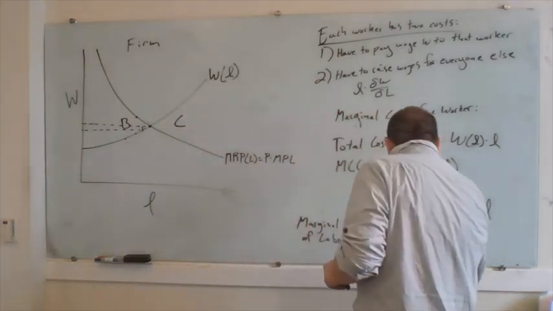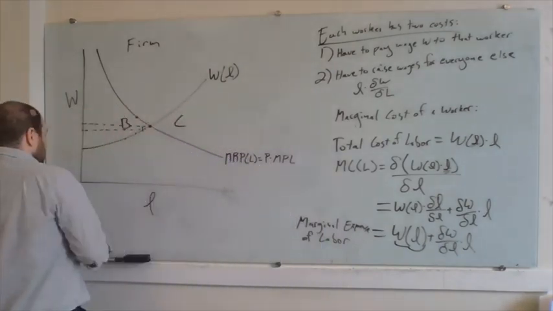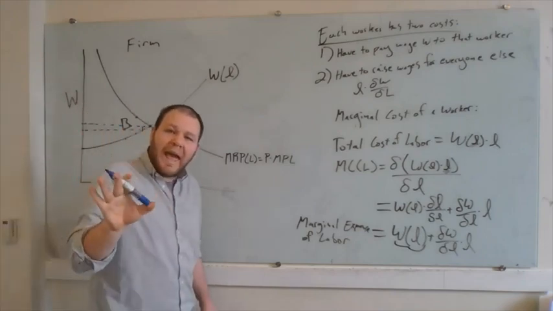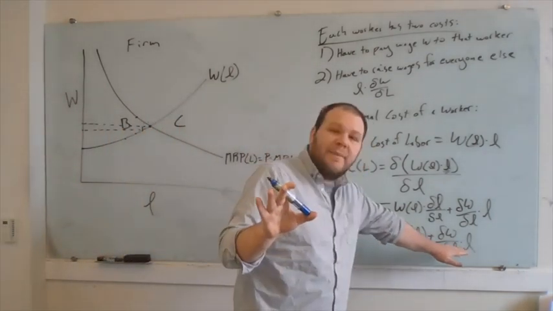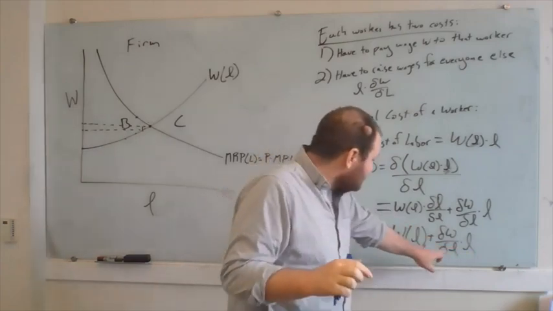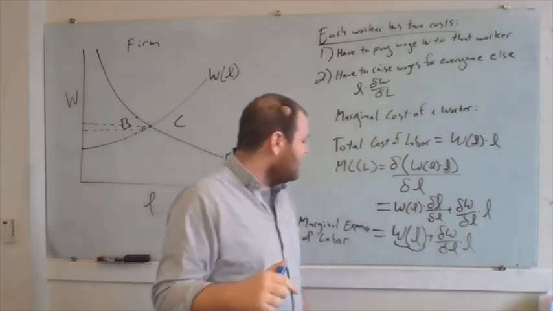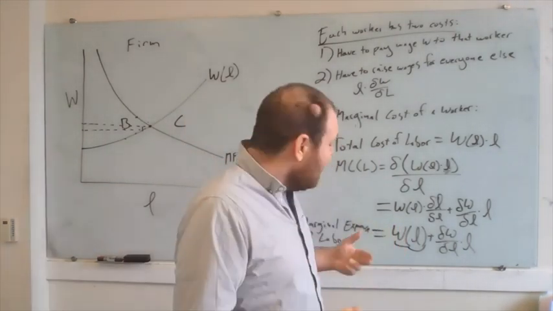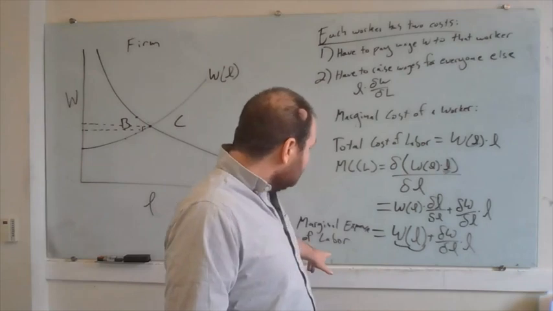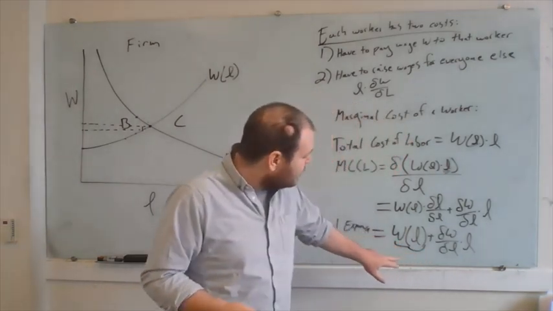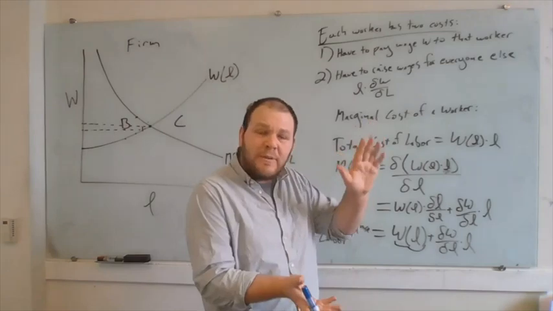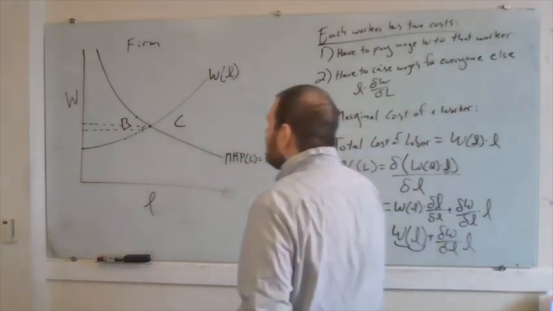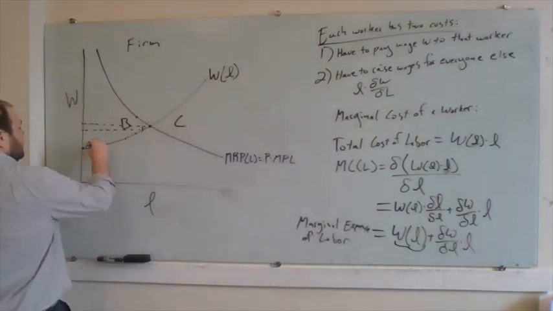So if we think about what this is going to look like, for a zeroth worker, right? If we don't already have any workers on staff, this is just going to be equal to the wage rate, right? Because L is 0, so dW/dL times L is just equal to 0. But as we hire more and more workers, my marginal expense of labor is going to get larger and larger relative to my wage, right? The difference between the wage and the marginal expense of labor is going to grow because I'm giving raises to more and more of my existing workforce, right?